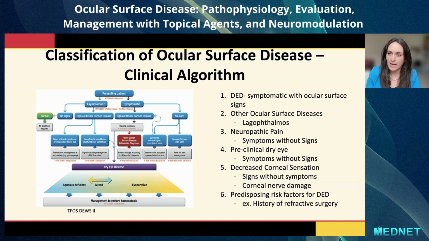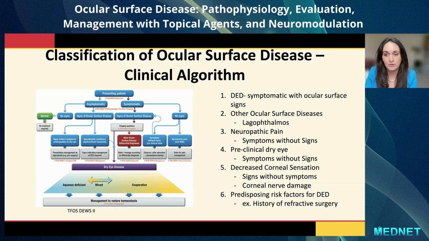So you want to think about dry eye disease as a symptomatic patient with ocular surface signs, and then you have other ocular surface diseases like ophthalmos. So those are patients that are symptomatic with signs of ocular surface disease. You can have a neuropathic pain component, which are patients with symptoms without signs. And then you can have preclinical patients with dry eye disease, which have signs without symptoms.